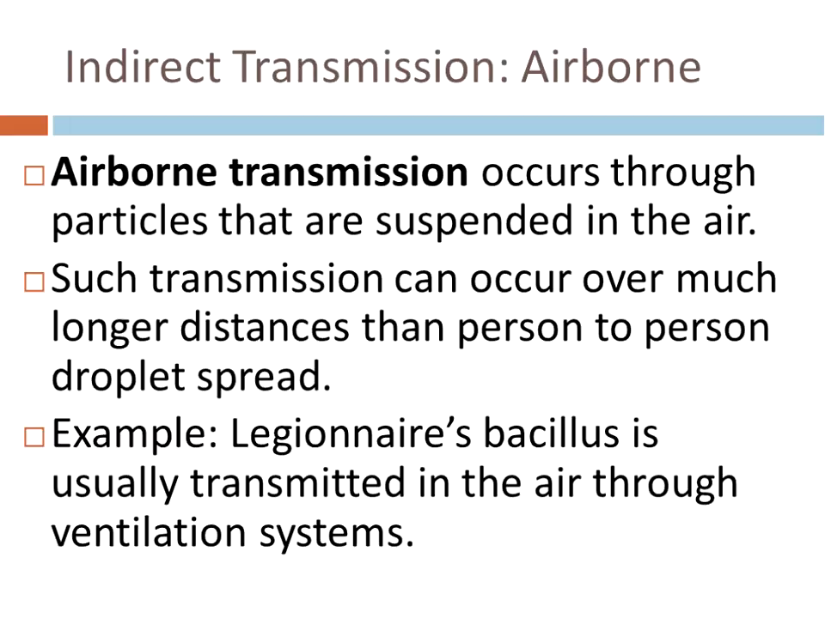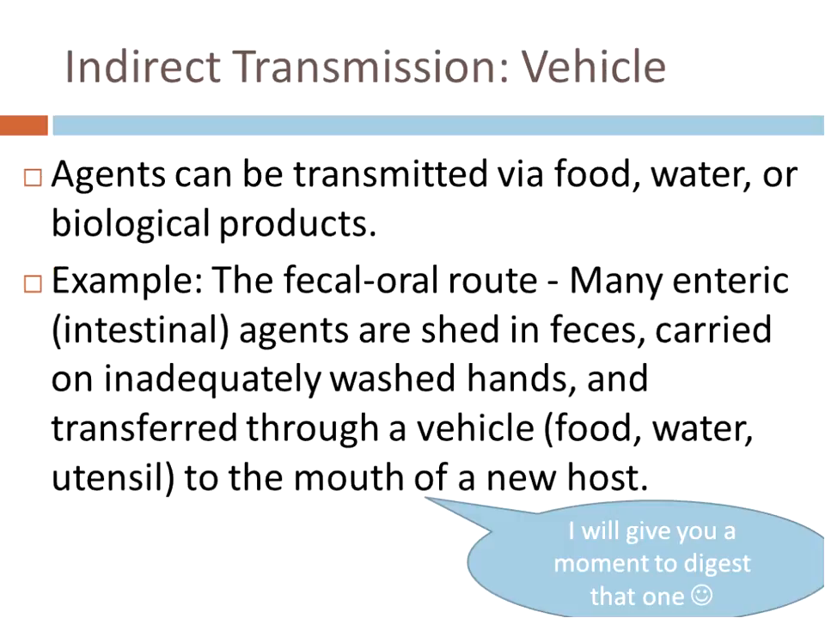Airborne transmission occurs when particles are suspended in air. They usually travel for longer distances or live for longer periods of time. And of course, one of the most famous ones was Legionnaires' disease, which was transmitted through the ventilation system in a Legionnaires' meeting. It was back in the 1930s. Can't remember the exact date there. Sorry about that.